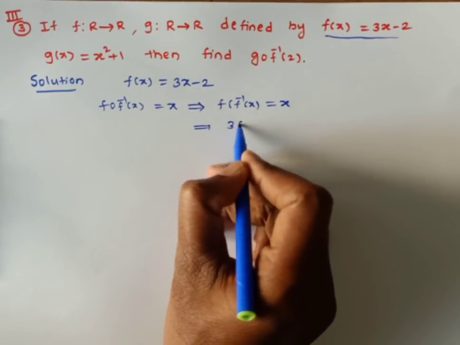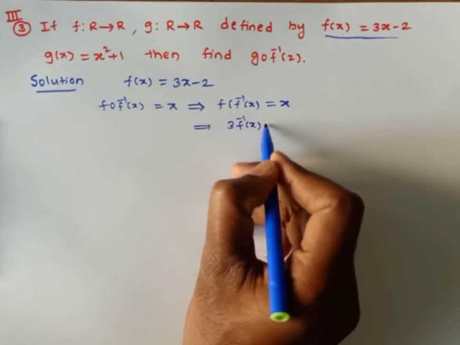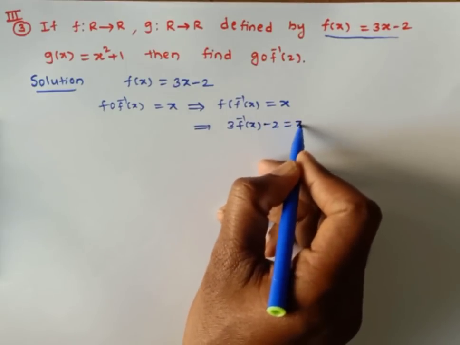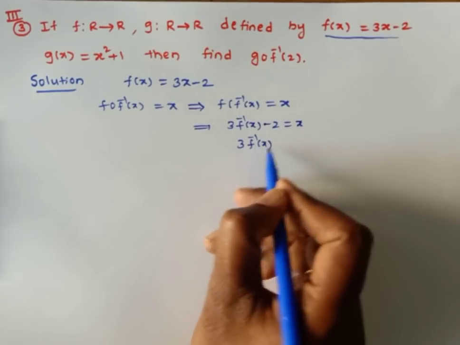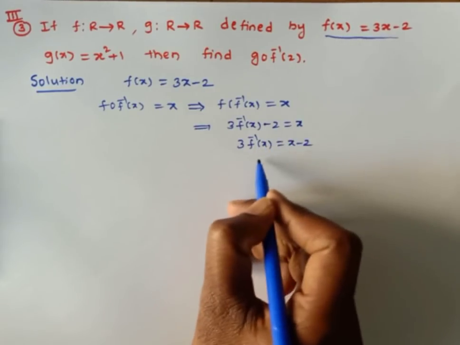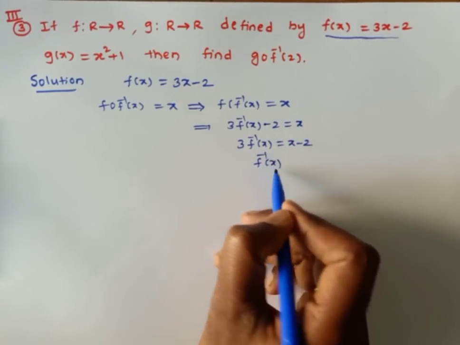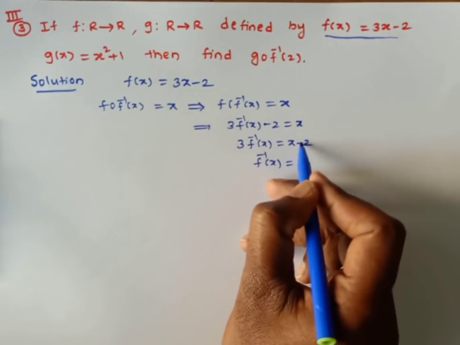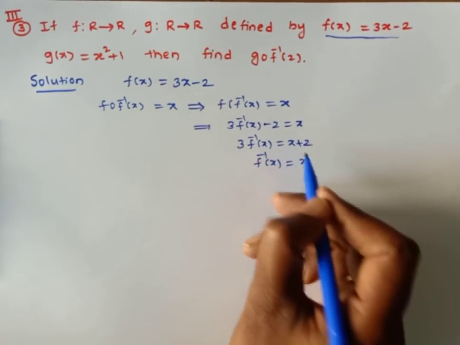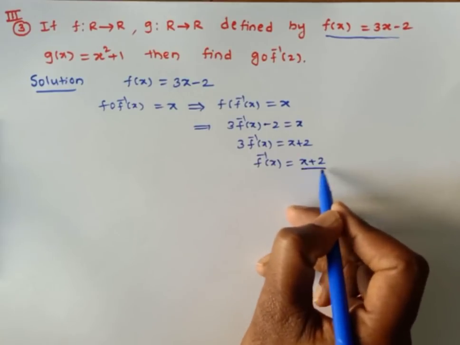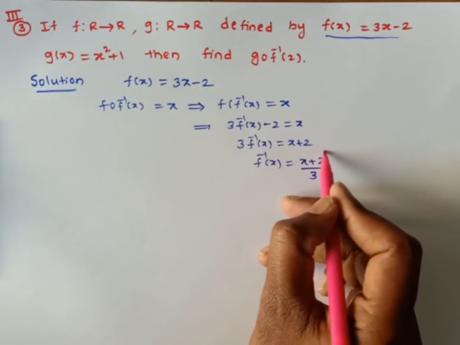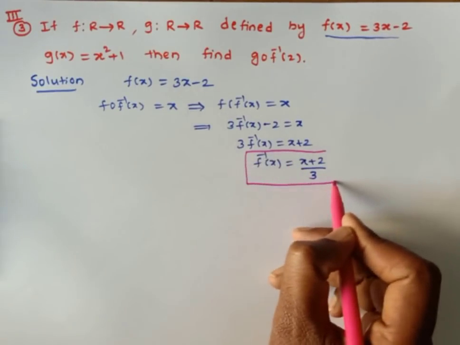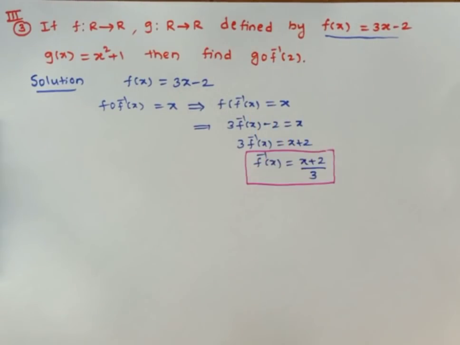Now this is 3 into f inverse of x minus 2 is equal to x. Now 3 into f inverse of x is x plus 2. Then f inverse of x is x plus 2 divided by 3. So this is our f inverse of x. Now by using this you need to find g compose f inverse of 2.